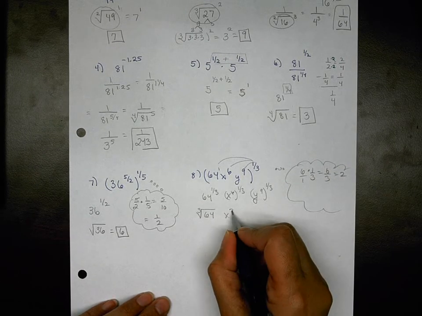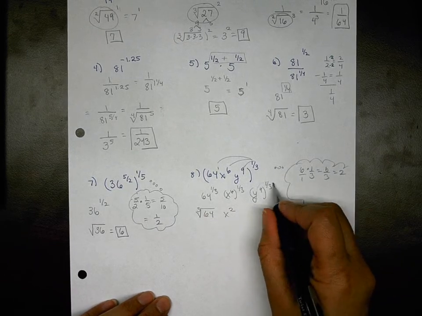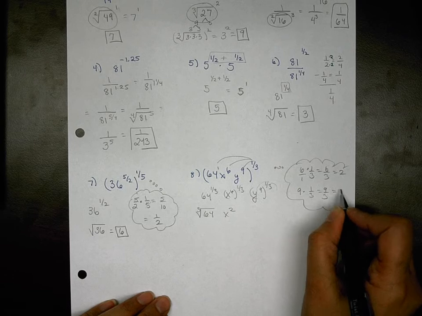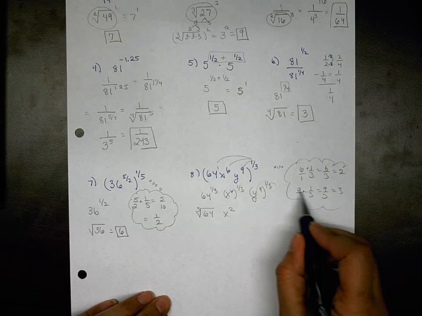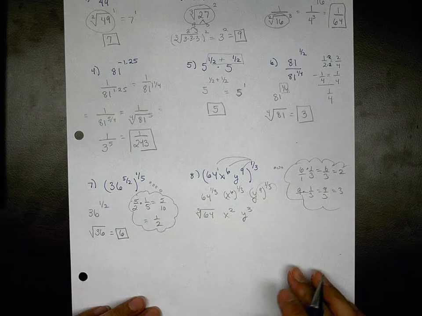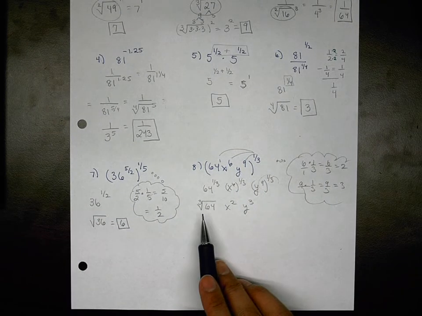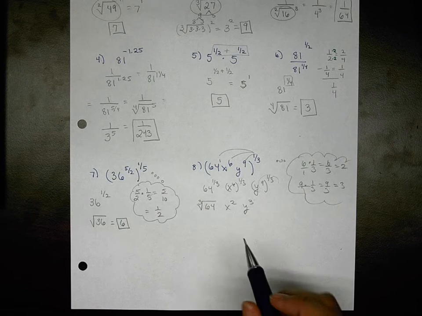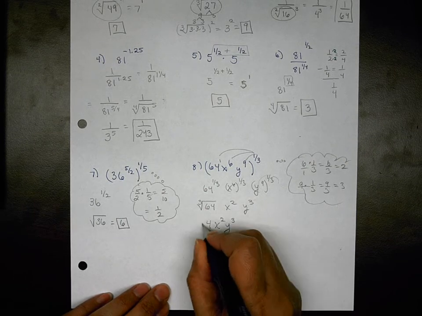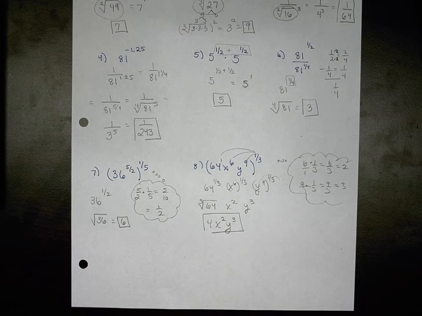So x squared. Now I'm going to do this one. 9 times 1/3 is 9 over 3, which is 3 again, or you can cross reduce. So y to the 3rd. And then this is what we're going to clean up. You want to eventually have this one memorized. The cube root of 64 is simply 4, x squared, y cubed. 4 x squared, y cubed.